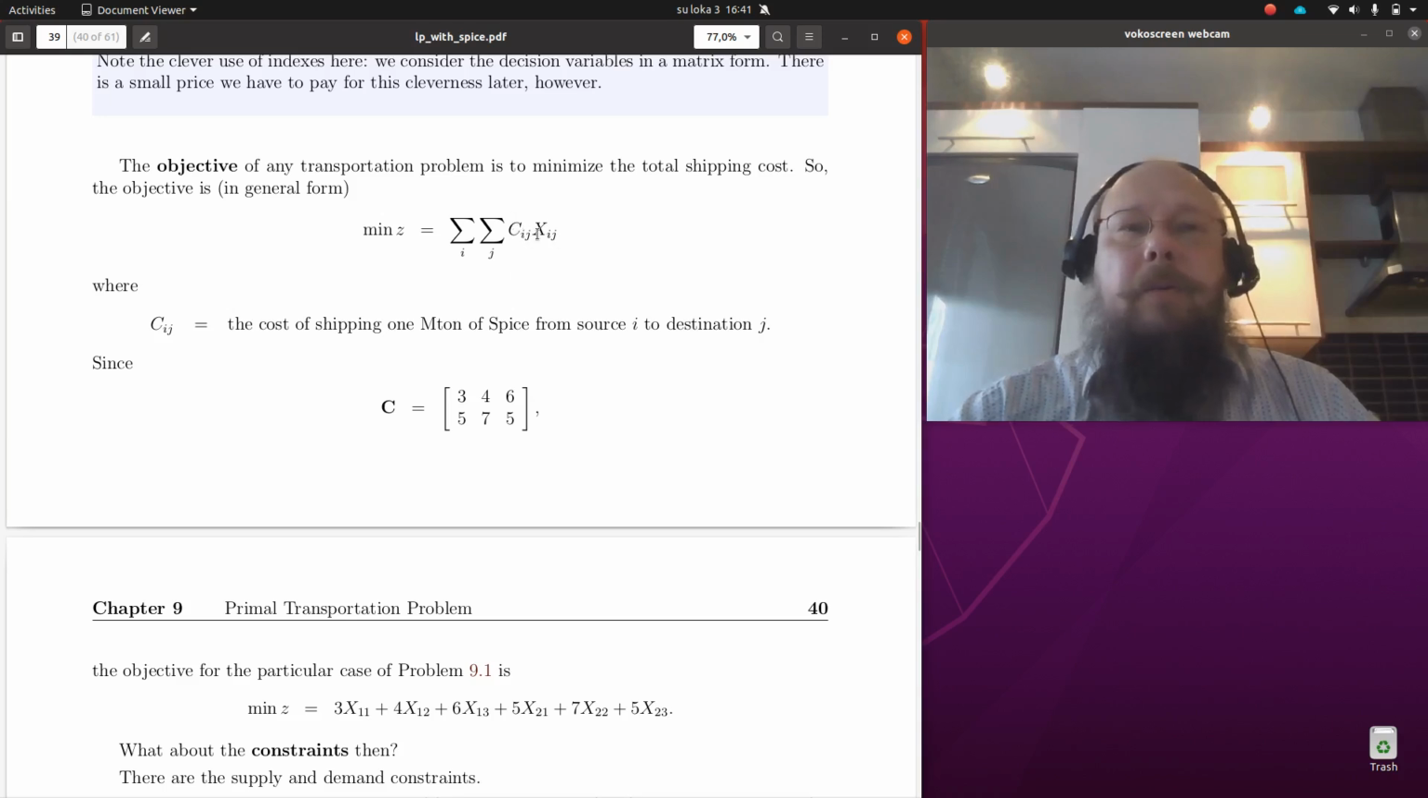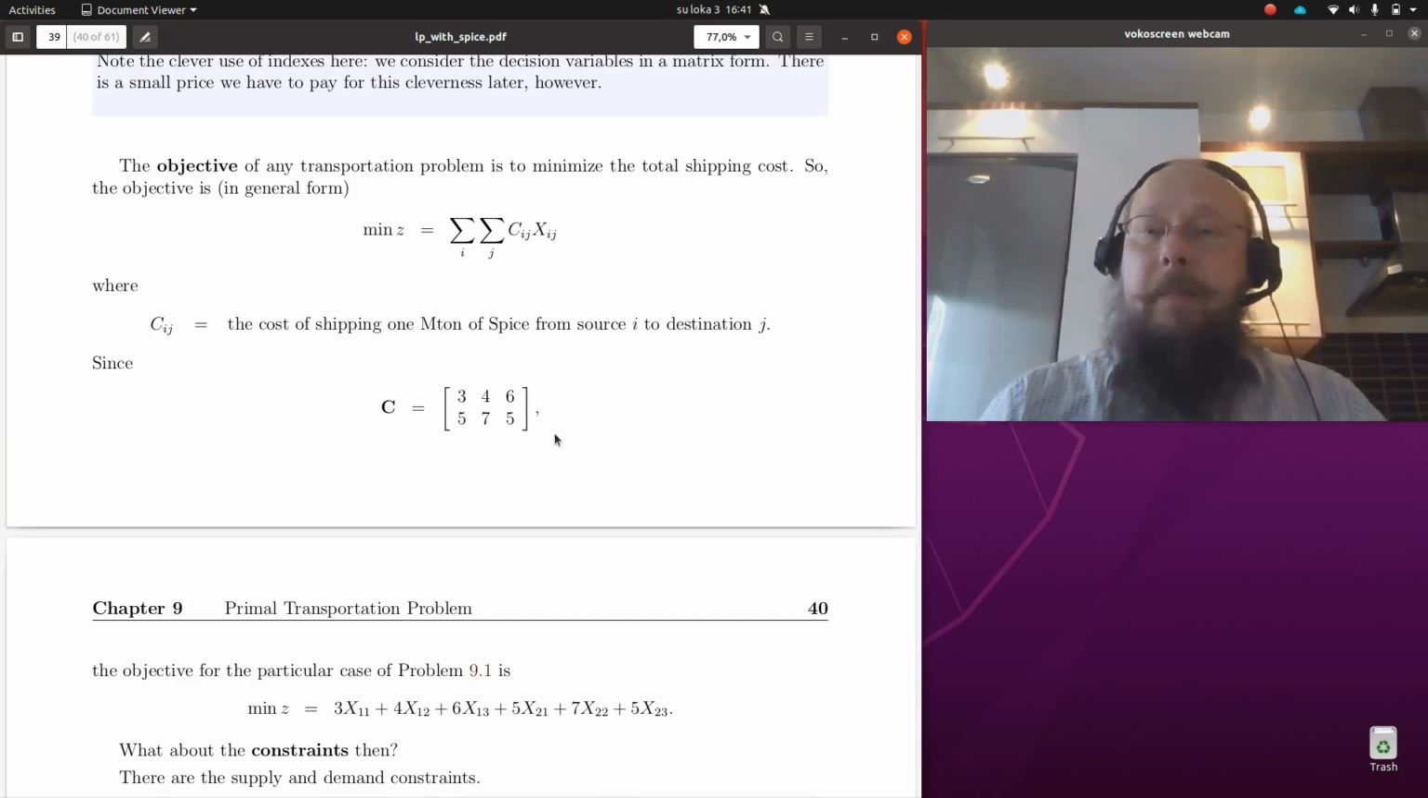Cij is the cost from i to j, xij is the amount from i to j, and then the total cost is we just sum up i and sum up j. In this particular case we have c like this, so we actually will have 6 numbers and 6 variables, and they have to be written in the correct form here.